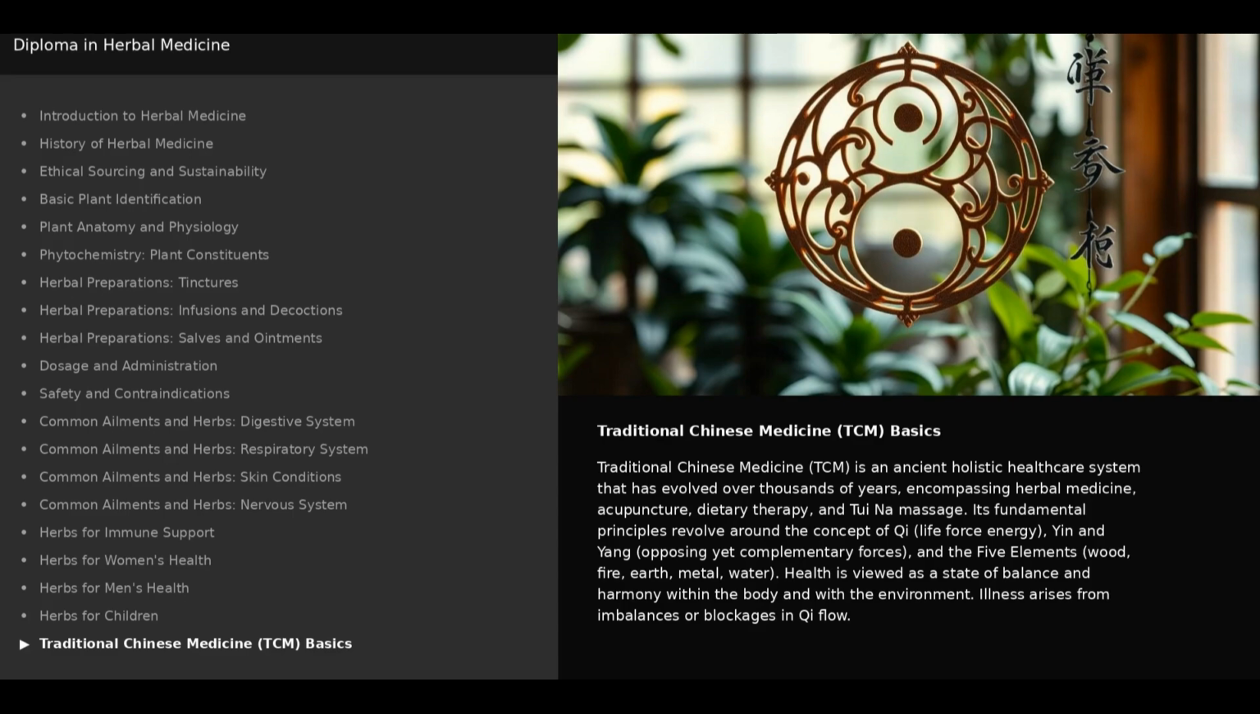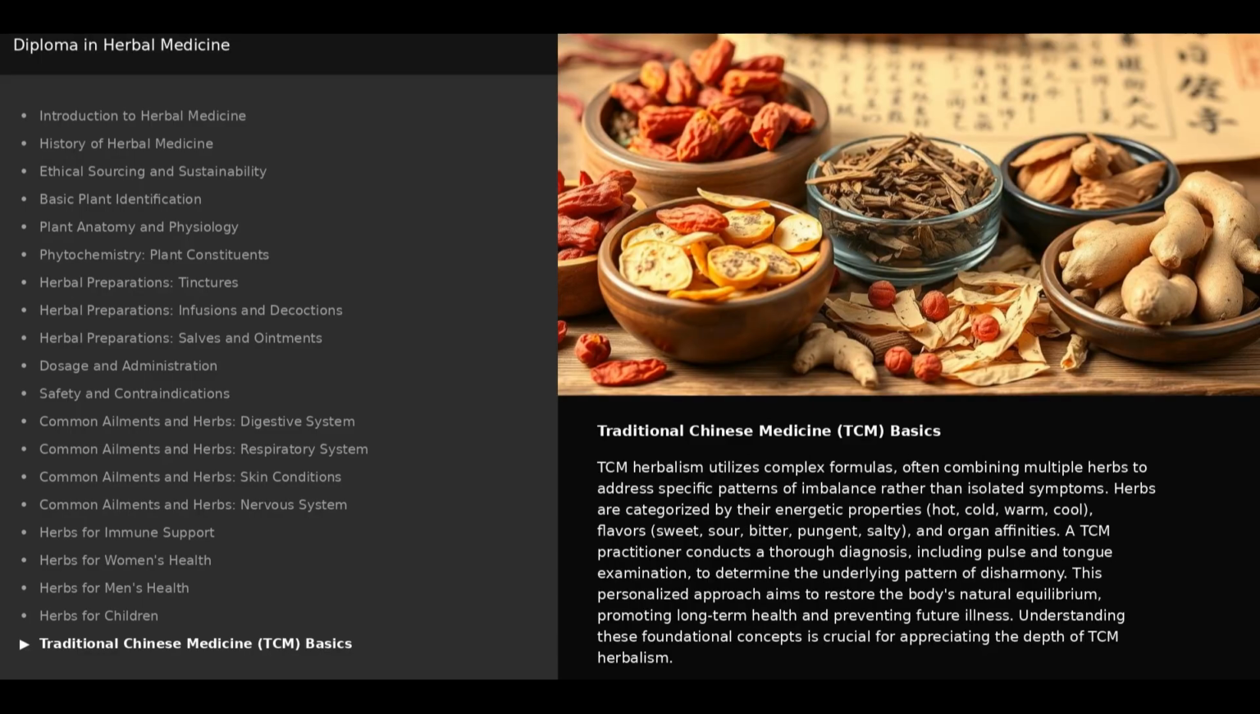Health is viewed as a state of balance and harmony within the body and with the environment. Illness arises from imbalances or blockages in qi flow. TCM herbalism utilizes complex formulas, often combining multiple herbs to address specific patterns of imbalance rather than isolated symptoms. Herbs are categorized by their energetic properties: hot, cold, warm, cool, flavors: sweet, sour, bitter, pungent, salty, and organ affinities.